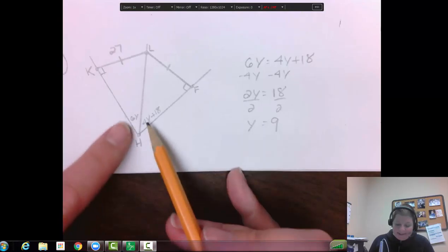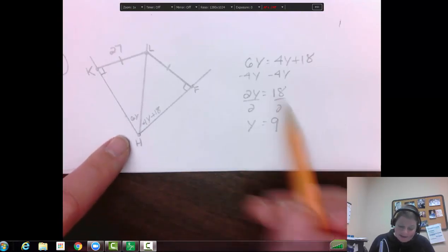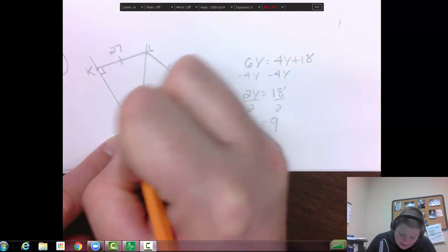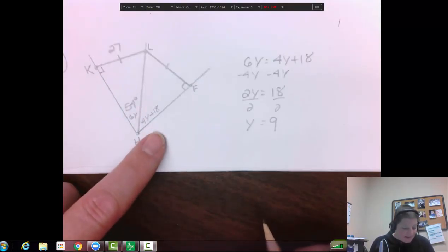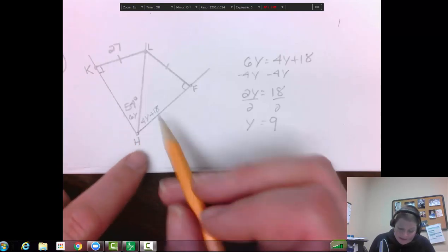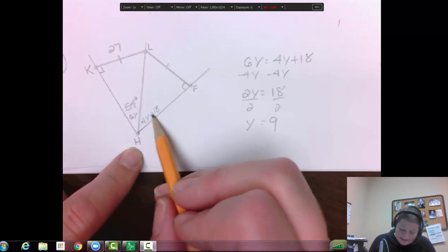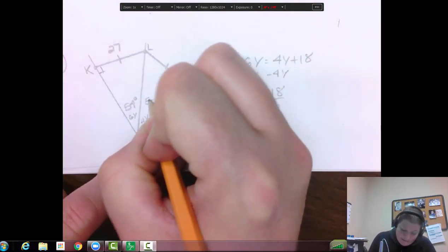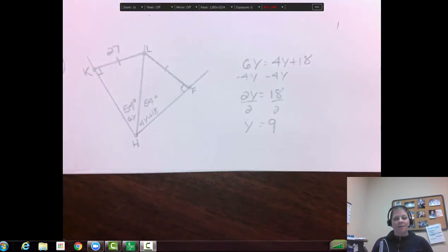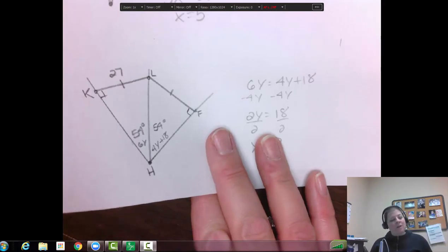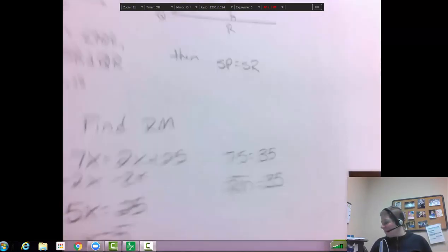Now let's say we wanted the actual degrees of these angles. Well, 6 times y is going to give you 54 degrees for this one. And what does this one have to be? 54 degrees. Well, 9 times 4 is 36. 36 plus 18 is 54 degrees. So we're good. They're both 54 degrees. So that's kind of how you're going to use these angle and perpendicular bisectors and how you use them with the triangles.